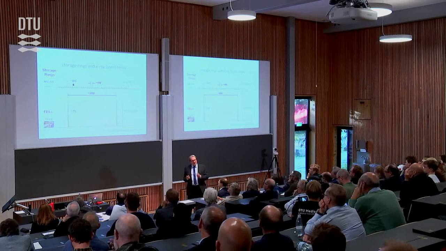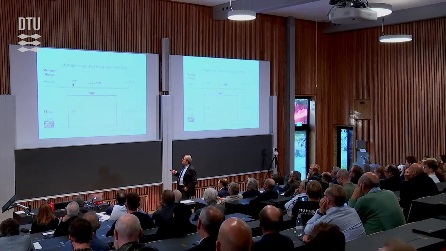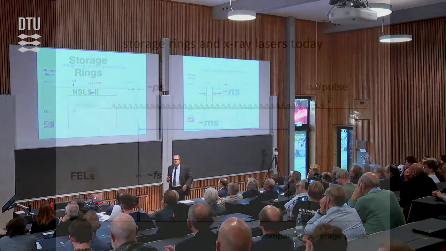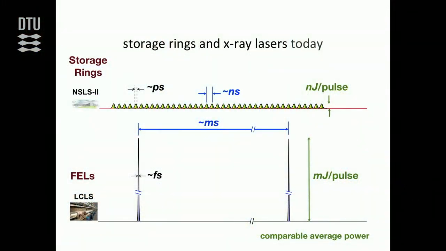An X-ray laser instead has very few pulses, and they have millijoule per pulse instead, an enormous intensity. And they are only femtoseconds, where a femtosecond is 10 to the minus 15 second. A very, very short pulse. So enormous intensity. Here we are more measuring on the sample. Here we are shooting on the sample with shots coming out. And they are separated here by a very, very long time scale.